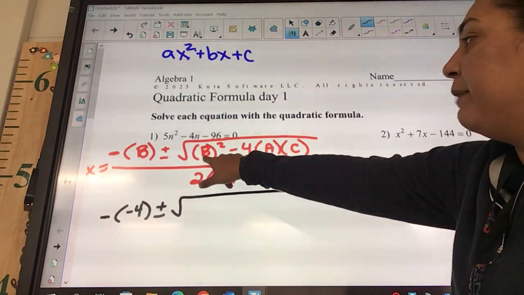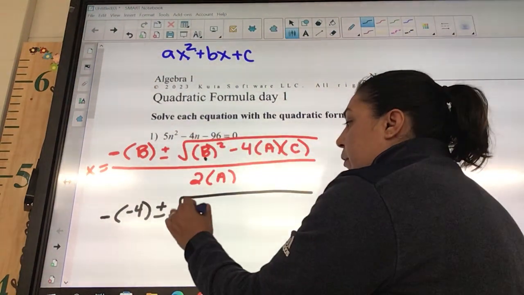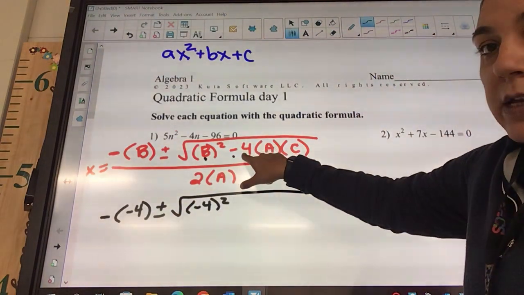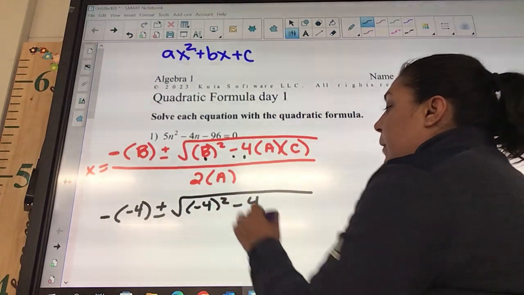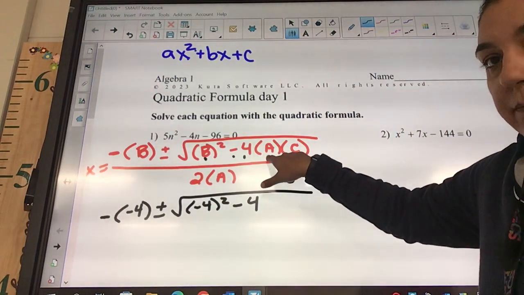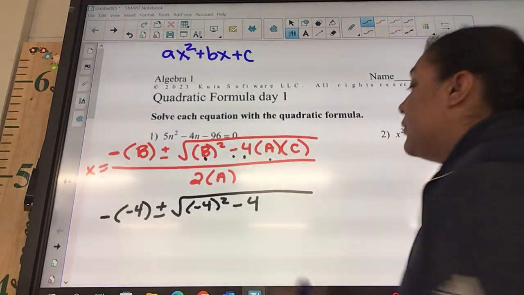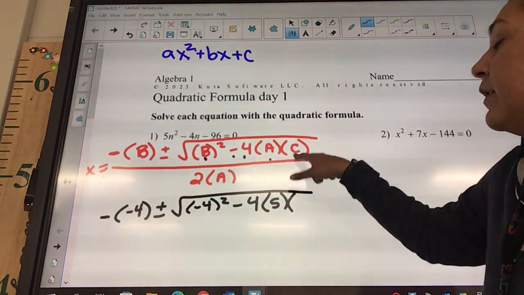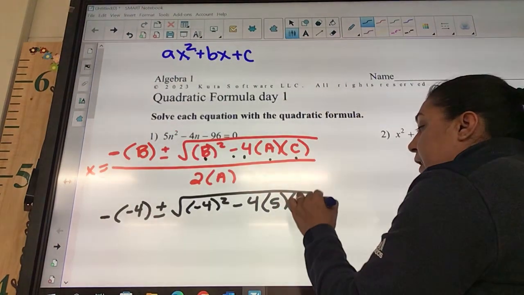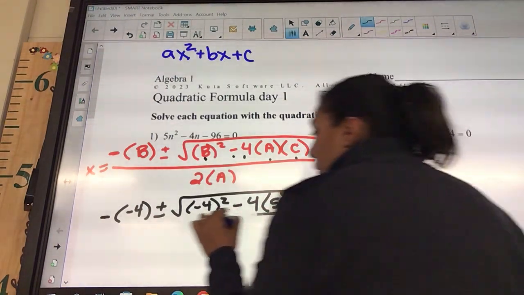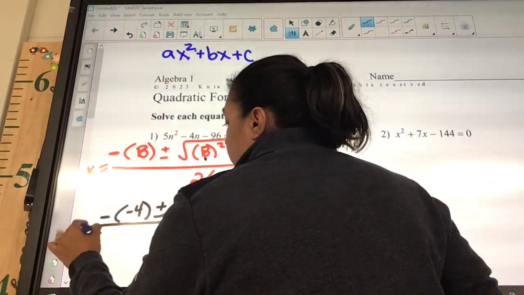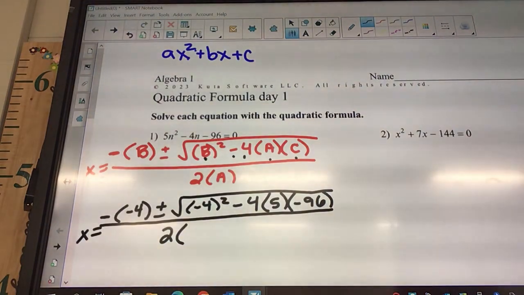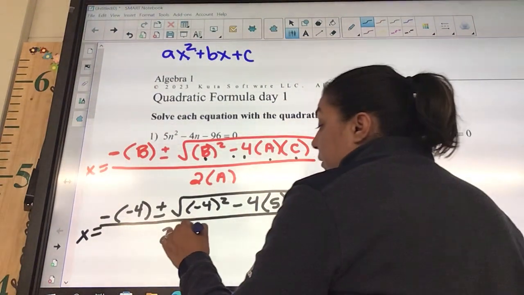I got another B, so it's going to be -4. So we're going to say parenthesis, -4 squared, minus 4, that's a part of the formula, so we're going to say minus 4. What is my A? My A is 5. What is my C? My C is negative 96. Okay, if you forget that negative, your problem is not going to work. All over 2 times my A. Okay, my A again is 5.